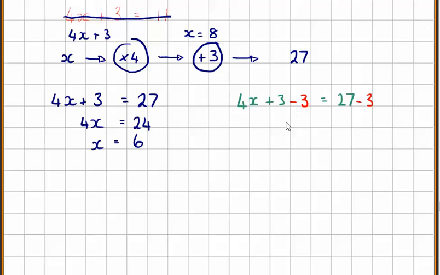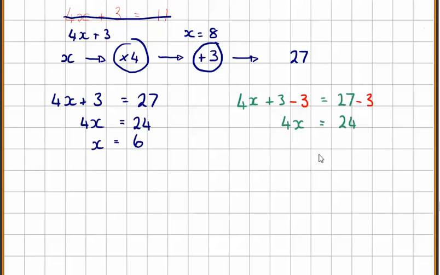4x plus 3 minus 3 makes just 0. 4x, because that does become 0, you're right. And then 27 minus 3 becomes the 24, which is what we have here. Okay? Now, this is the bit people don't quite get sometimes.